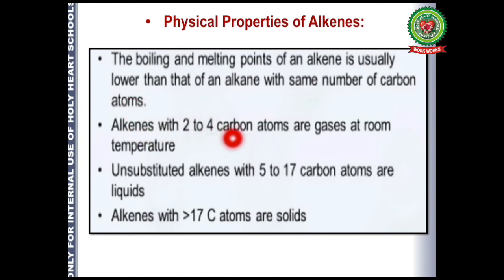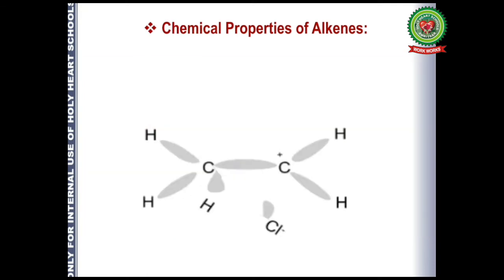Alkenes with 2 to 4 carbon atoms are generally gases. So their physical state from carbon number 2 to carbon number 4 is generally gas at room temperature. Unsubstituted alkenes, that is straight chain alkenes with 5 to 17 carbon atoms, are liquid, and alkenes with more than 17 carbon atoms are solids. So this we should know.